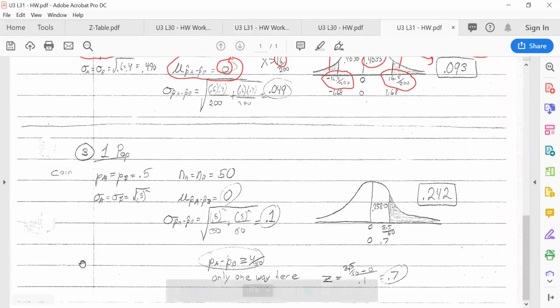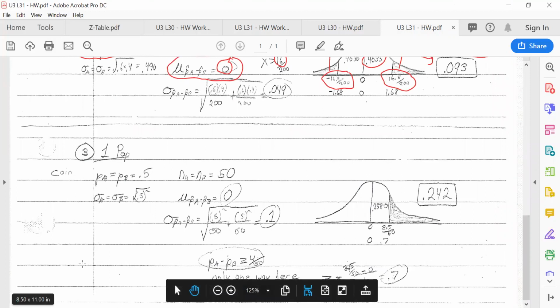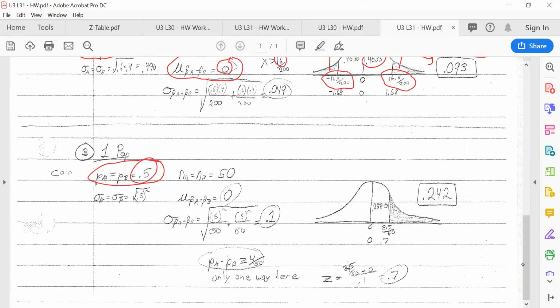First off, one population, it's one coin. So the proportion of flipping heads is 0.5. And the mean difference is 0. Standard error is just 0.5 times 0.5. Let me just do it with the cursor. 0.5 times 0.5. I just wrote 0.5 squared over 50 because it's 2 samples of 50 plus another 0.5 times 0.5 over 50. And you get a standard error of 0.1.